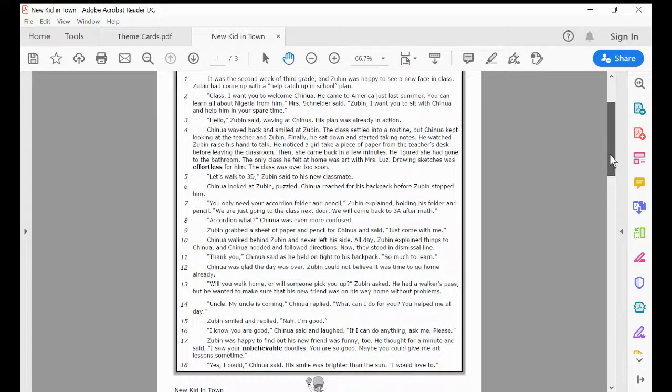So again, that word effortless, I remember there's a question about it. Were drawing sketches easy for him? Took no effort? Or was it hard for him? It did say he felt at home. So if he felt at home, was it easy or hard for him?